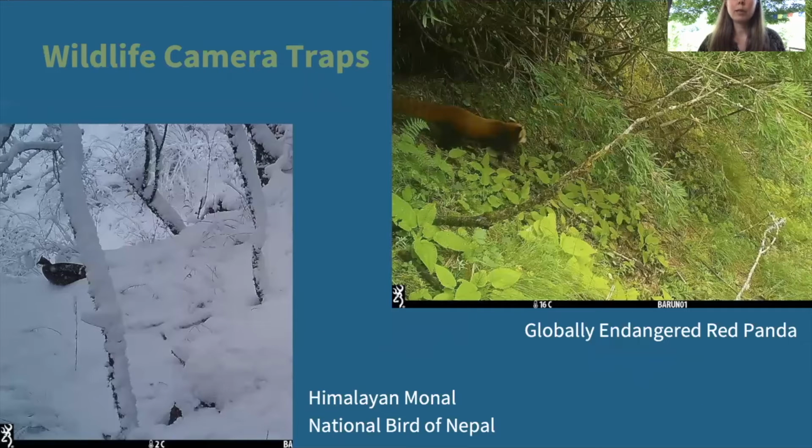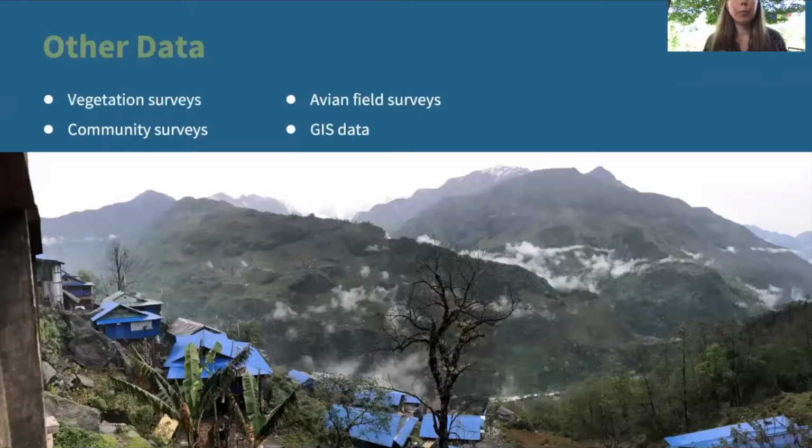We also have some camera traps put out, particularly in Nepal, where we've gotten photos of some very exciting species, including the red panda and the Himalayan monal. We also have vegetation surveys around each of the sites where we collect data, community surveys, avian field surveys, and some GIS data.